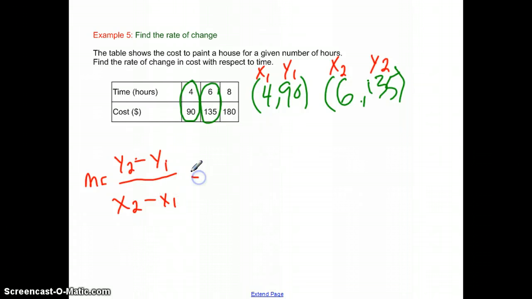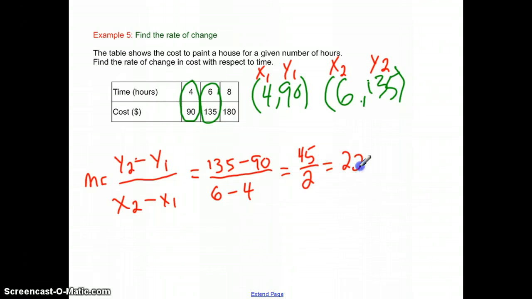All we need to do is plug those numbers in. y2 was 135. y1 was 90. x2 was 6. x1 was 4. So as we do this, 135 minus 90 is 45. 6 minus 4 is 2. This simplifies to 22 and a half, but in terms of money, we're looking at $22.50 per hour.